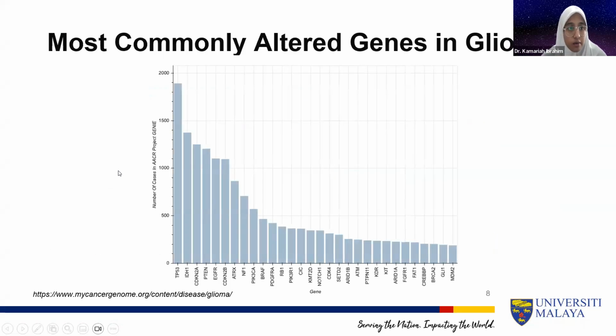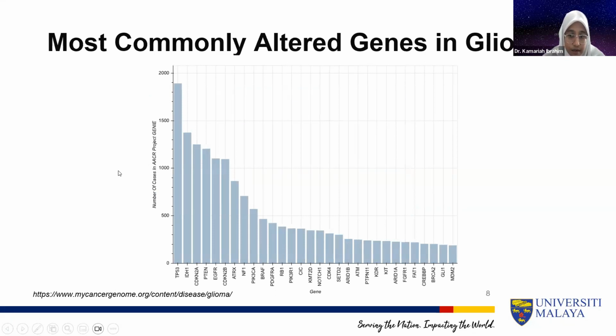So there are many altered genes in glioma, and you can see here that the most altered gene is TP53, which is common in cancer cells, followed by IDH and CDKN2A, PTEN, EGFR, and so on. The ones we are mostly interested in for glioblastoma are found by looking at PTEN.